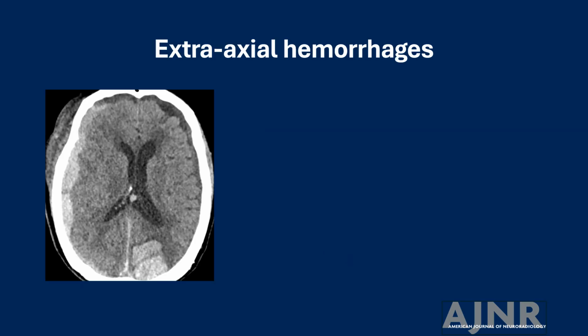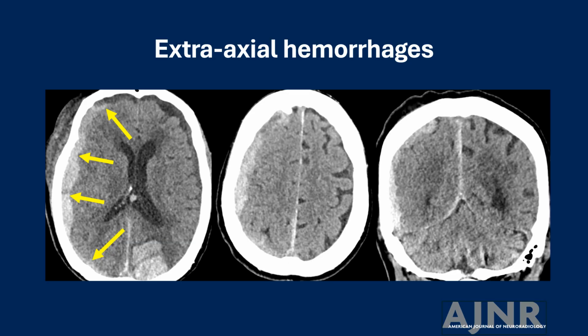In this case, we can see that there is an extraaxial hematoma along the entire right cerebral convexity. Also on the same patient, we can see that there are blood products along the posterior falx as well as the right tentorium. These are examples of subdural hematomas.